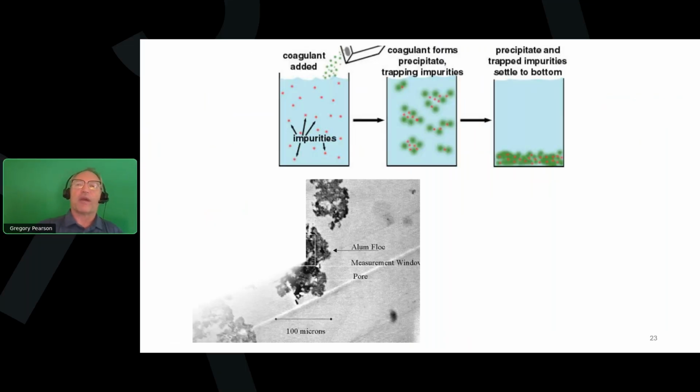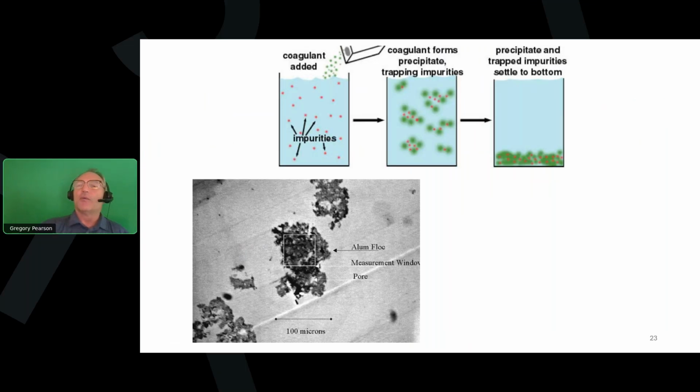So in essence, to summarize here, we're adding coagulant, we're growing flock, and we're allowing it to settle. And here's a little image of aluminum flock here, alum flock. And we're looking at a size of about 100 microns there.